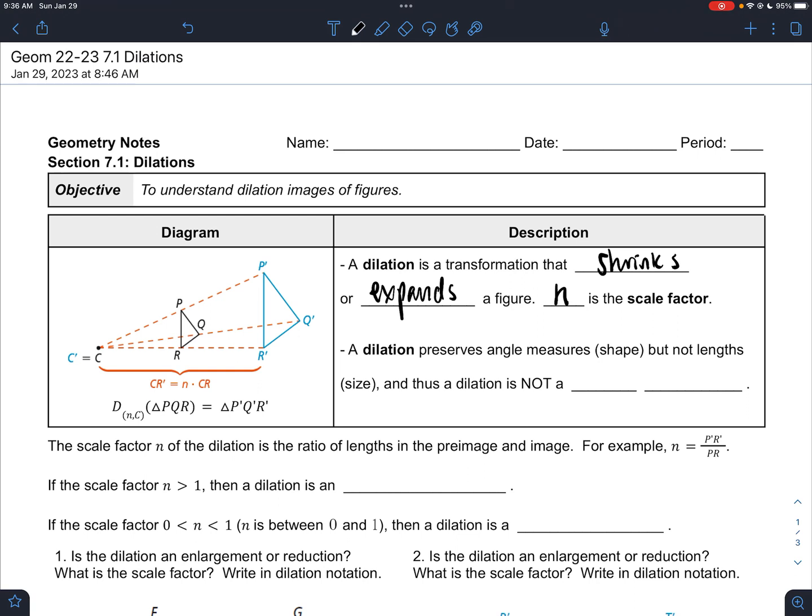So a dilation preserves angle measures, the shape. So it's still that same triangle with the same angles, but the lengths are different. So dilations are different. They're not a rigid motion.